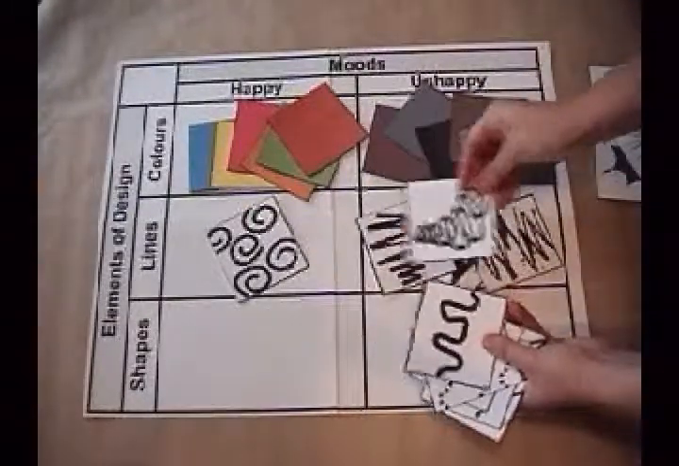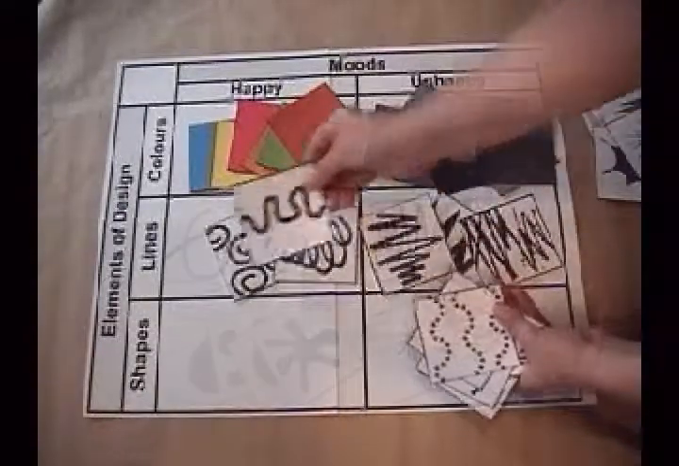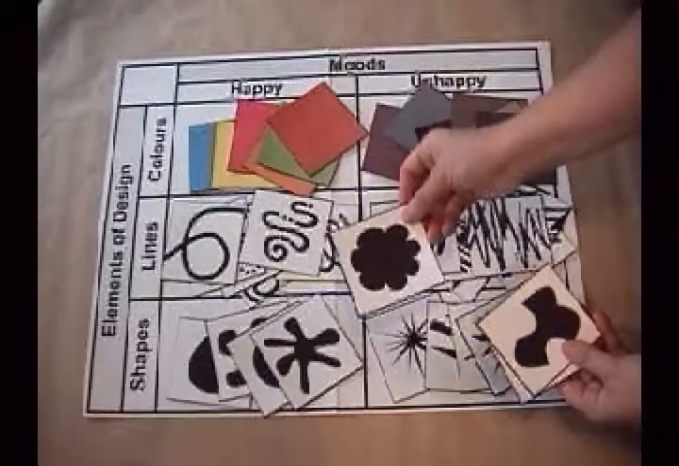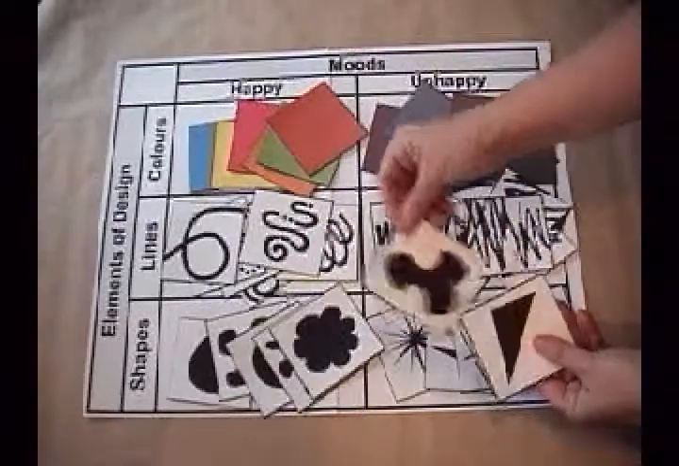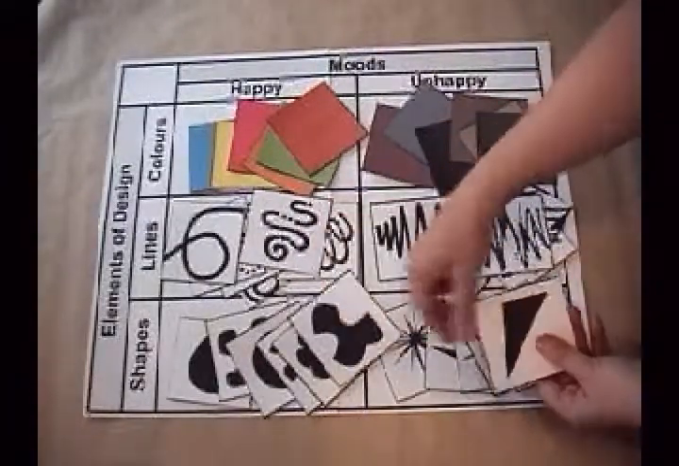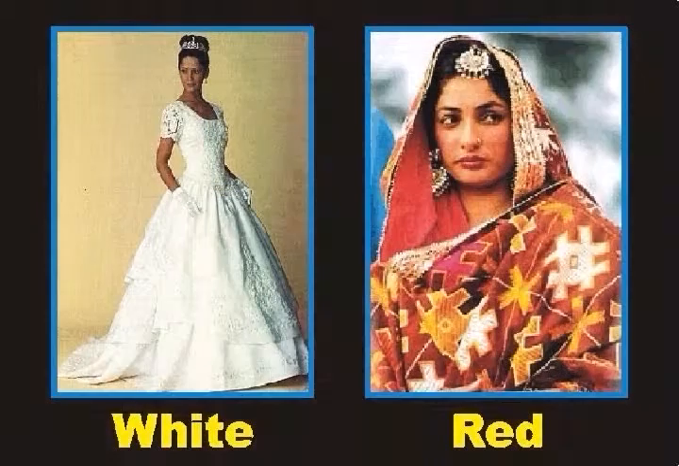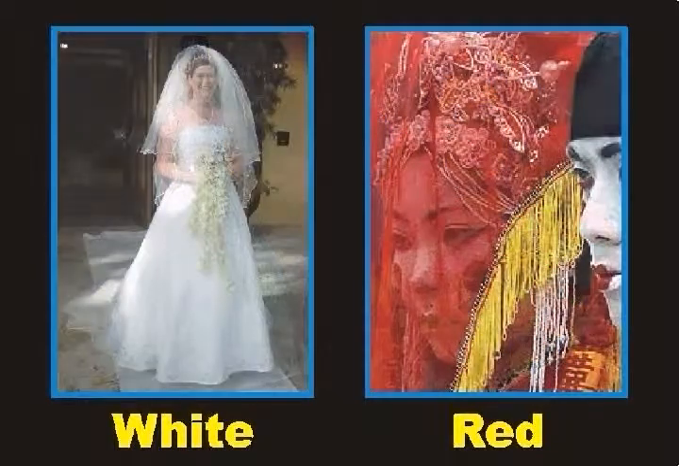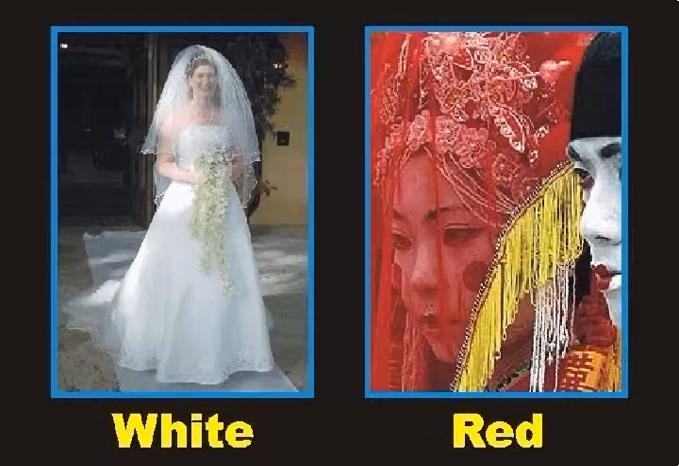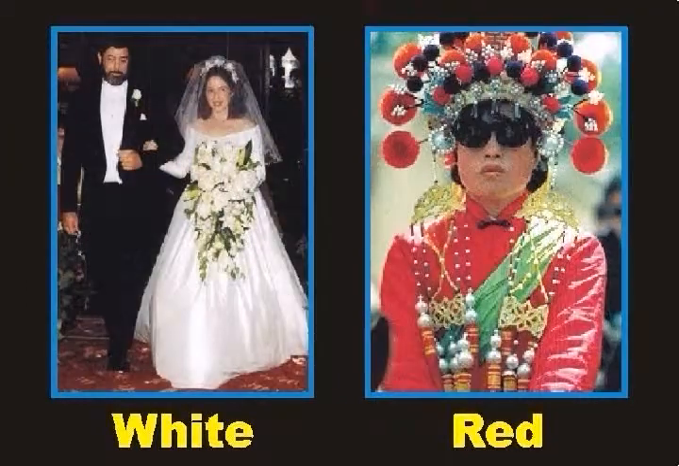It is very important to note that students will not agree with which elements of design match with the given moods. These choices are individual and based on life experiences and culture. For example, brides in Christian cultures wear white as a symbol of purity. Brides in Oriental and Asian cultures wear red as a symbol of life. In Oriental and Asian cultures, white symbolizes death.